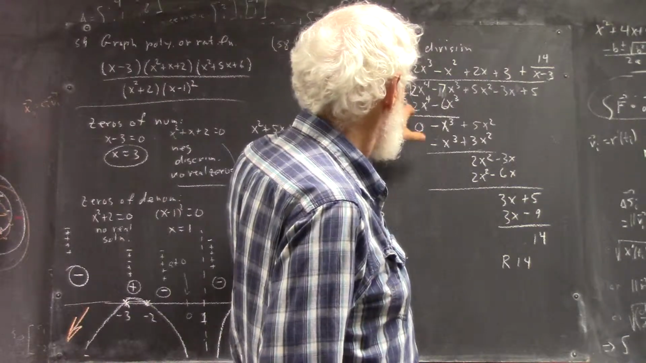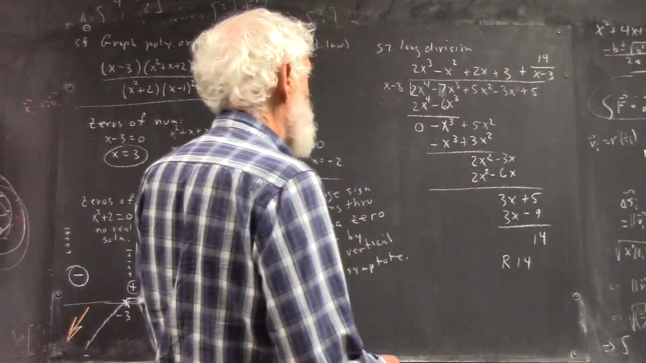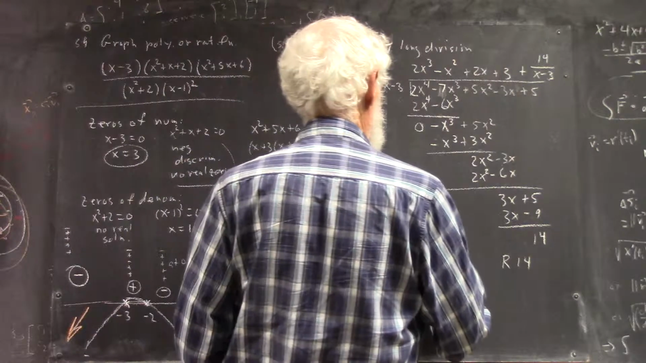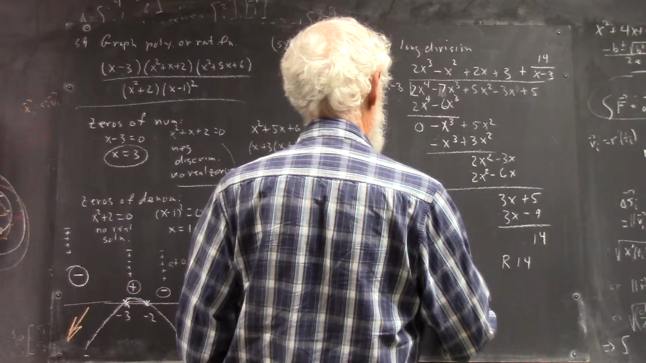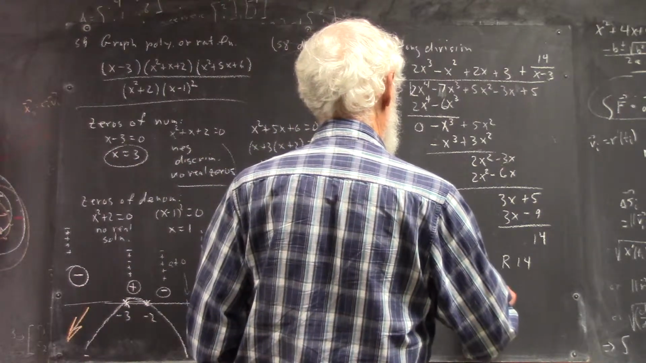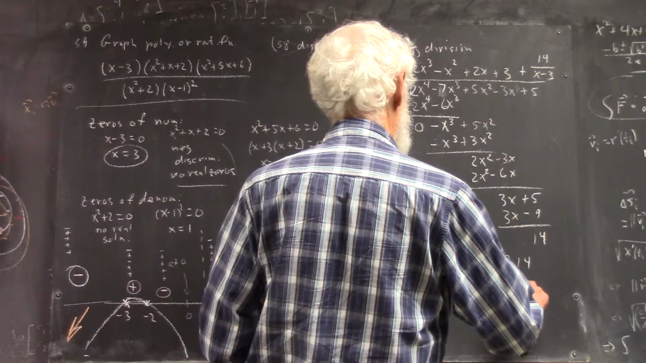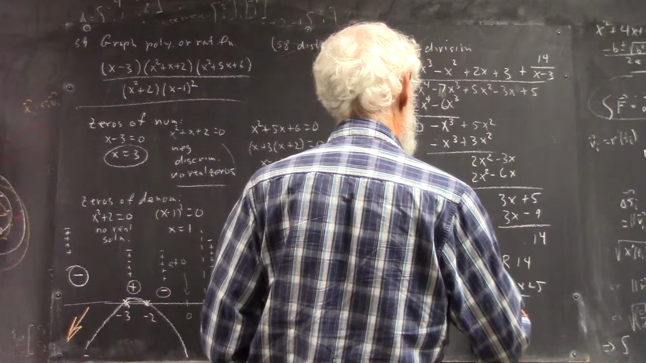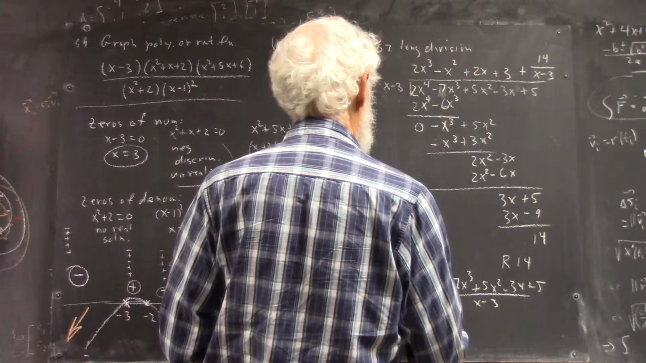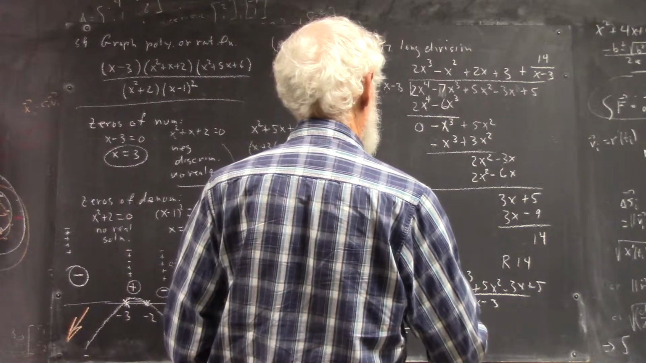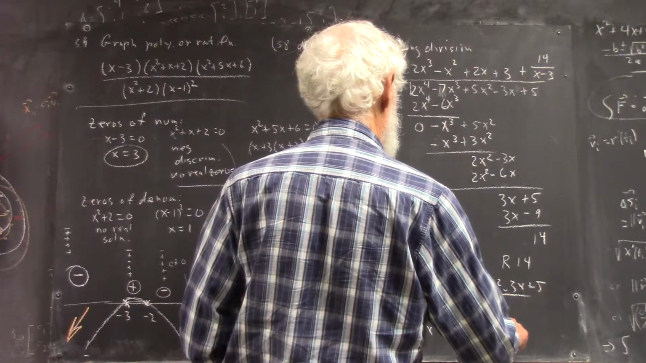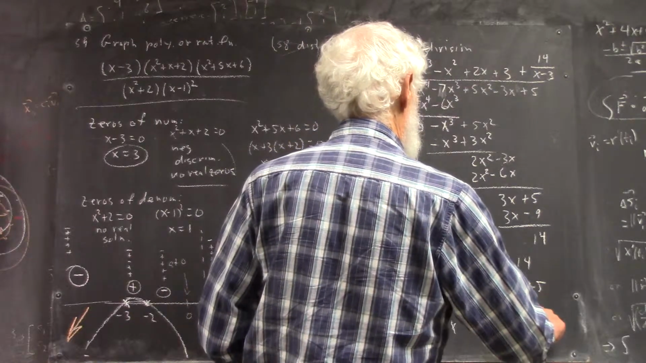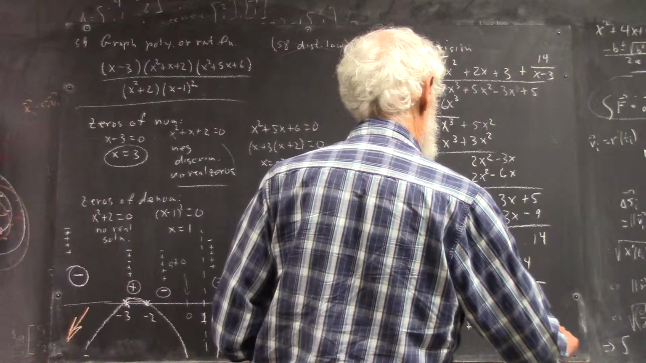So we could then say that the rational expression, 2x to the fourth minus 7x cubed plus 5x squared minus 3x plus 5 divided by x minus 3 equals 2x cubed minus x squared plus 2x plus 3 plus 14 over x minus 3.